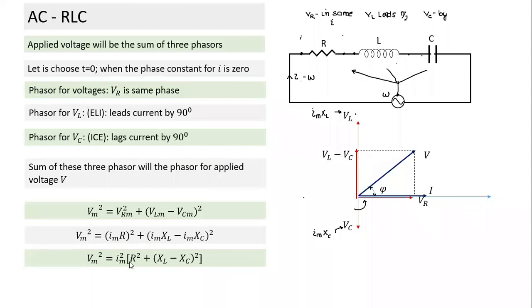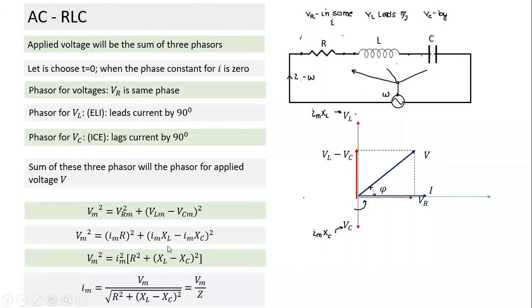And if you notice here, suppose it was only an RL circuit, what would happen? XC would have become 0. If it was only an RC circuit, XL would have become 0. And this equation covers the other two, the RL circuit and the RC circuit. Even the R, C, and L circuits are all subsets of this equation.